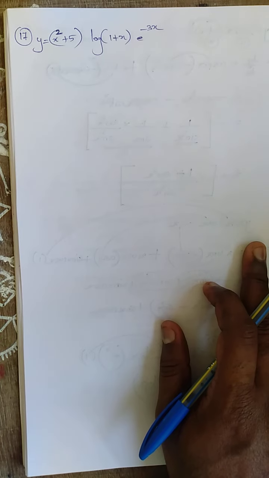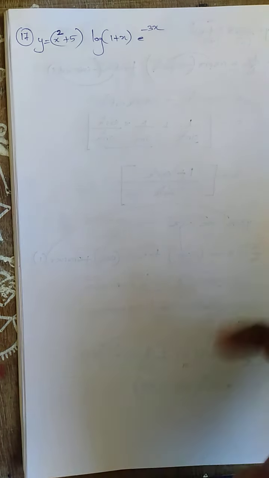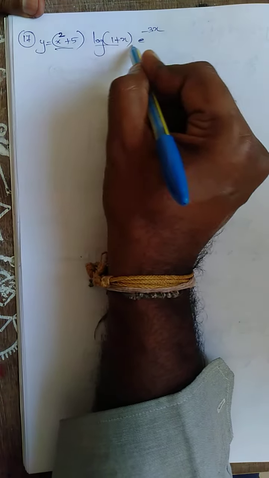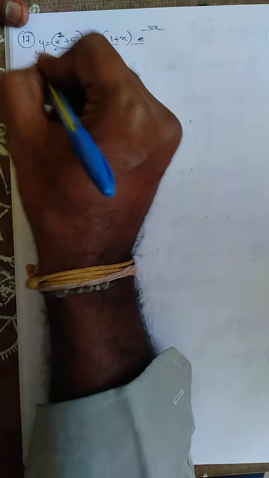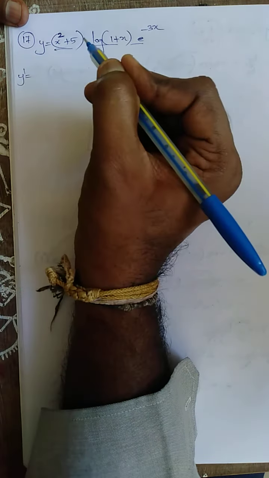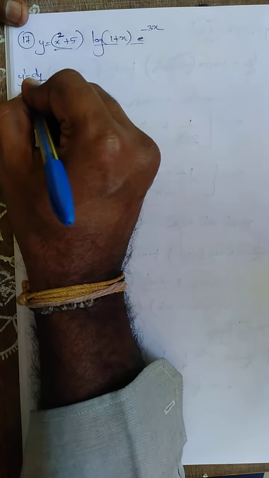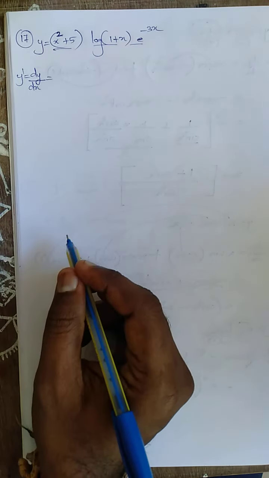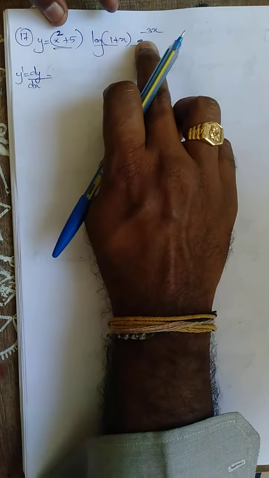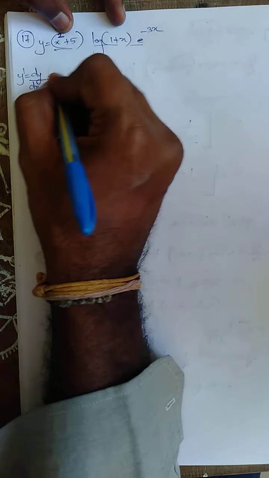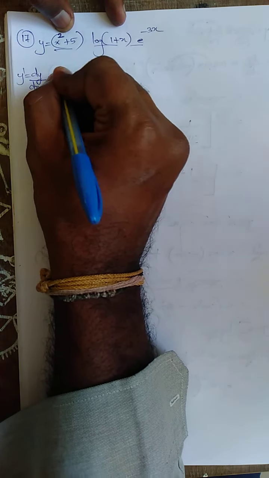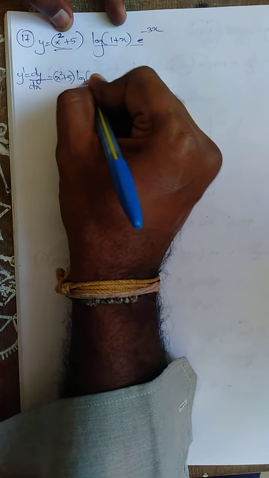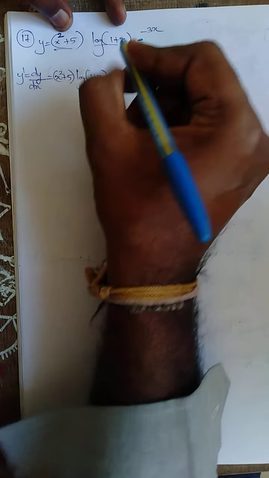So, 17th sum, one of the typical sums, I think so. They're given once again three parts. So first one, y differentiate is y dash, otherwise you can say dy by dx also. You need to differentiate properly. First I'm going to differentiate e power minus 3x, so write this first, this one x square plus 5 log 1 plus x. Now differentiate e power minus 3x.